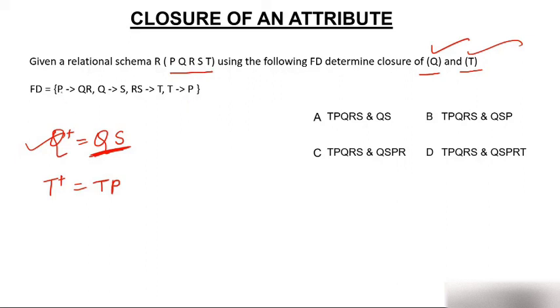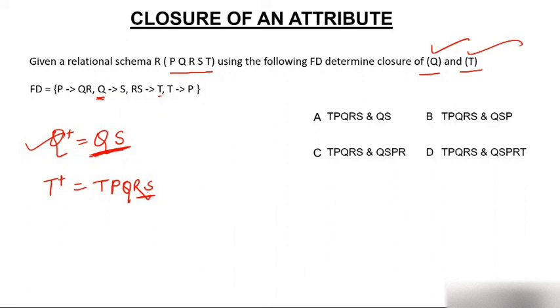Now you come again and check the first. Is P over here? Yes, now you have P. So what you can do? You can find QR. Fine. Is Q over here? Yes, you have Q now. You can find S. So fine. Is RS over here? Yes, you have RS. With the help of RS, you can determine T. As T is already there, no need to write T again.